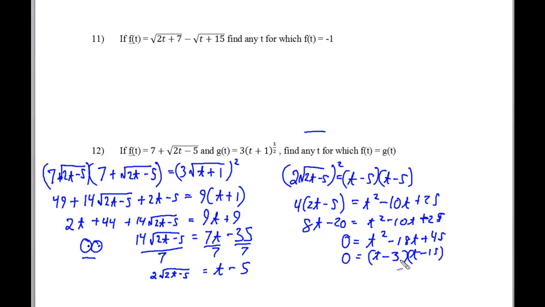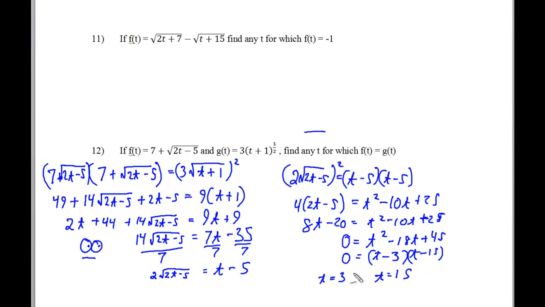So these two numbers multiply to make positive 45. The negative 3 and the negative 15 add to make negative 18. So I'm going to take my t is going to be equal to 3. My t is going to be equal to 15. Now I'm going to tell you that one of these numbers, even though we found these two numbers, is not going to be our answer.